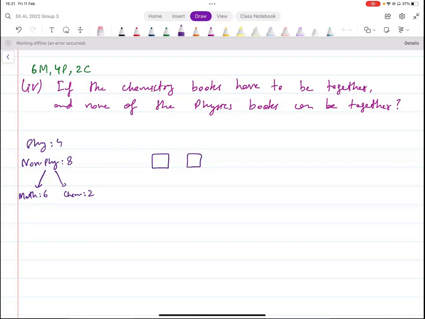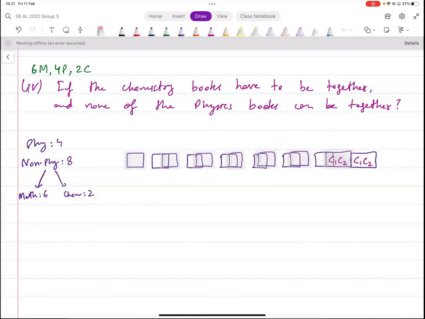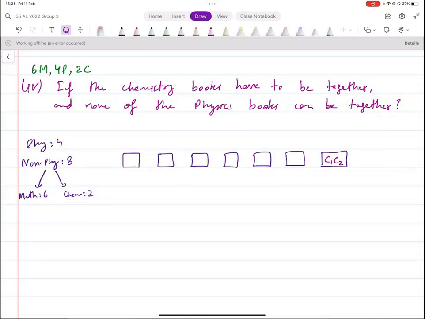1, 2, 3, 4, 5, 6. Then we have the 7th box. I want to make it a bit bigger, in which, let's say, we have the 2 chemistry books, C1, C2. Chemistry books जो है हमने एक box के अंदर कर दी. So now we've got 7 boxes, क्योंकि chemistry books को हमने इकट्ठा रखना था. Now, the physics books cannot be together. So that means we have these lines for them कि वो यहाँ पे कहीं पे आ सकते हैं, इनमें से किसी भी place पे आ सकते हैं, right? इनमें से कहीं पे भी आ सकते हैं.